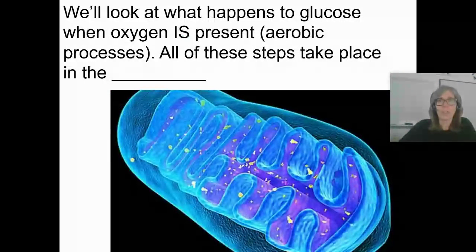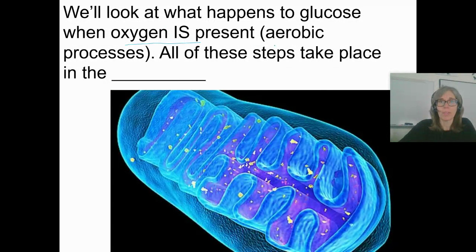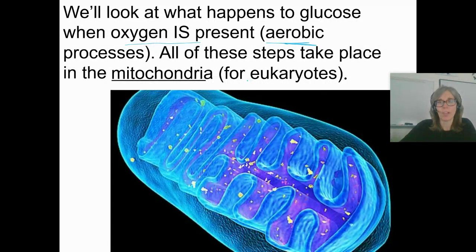Okay, so we're going to look at what happens to glucose when oxygen is present, aerobic cellular respiration. And all of these next steps are going to happen in the mitochondria if you're a eukaryote. That doesn't mean prokaryotes don't do this. They do. So if you're a prokaryote, you would say in the cell, whoops, just in the cell and the cell membrane, for any prokaryotes that do this. So we're going to spend most of our time talking about eukaryotes and mitochondria, but I'll come back at the end and we'll talk about bacteria too.